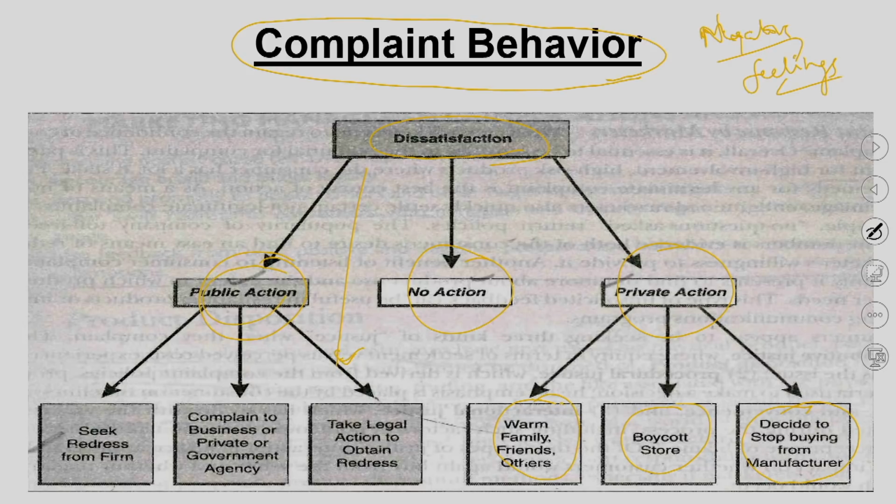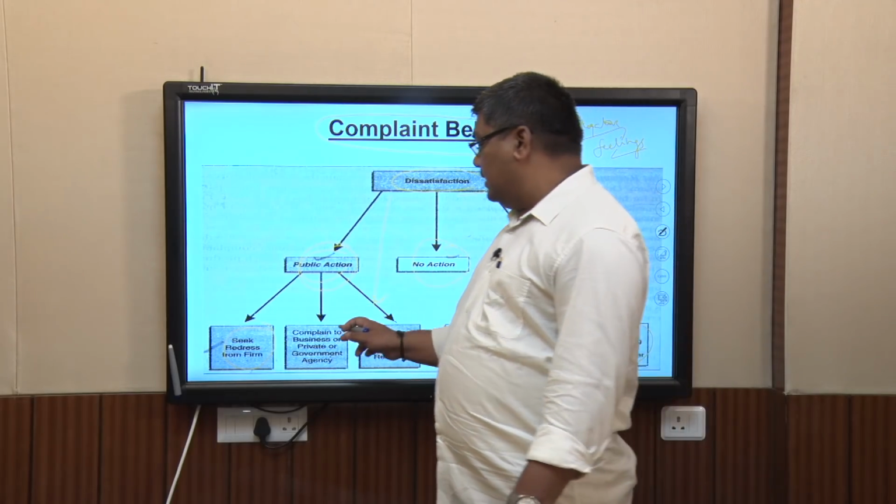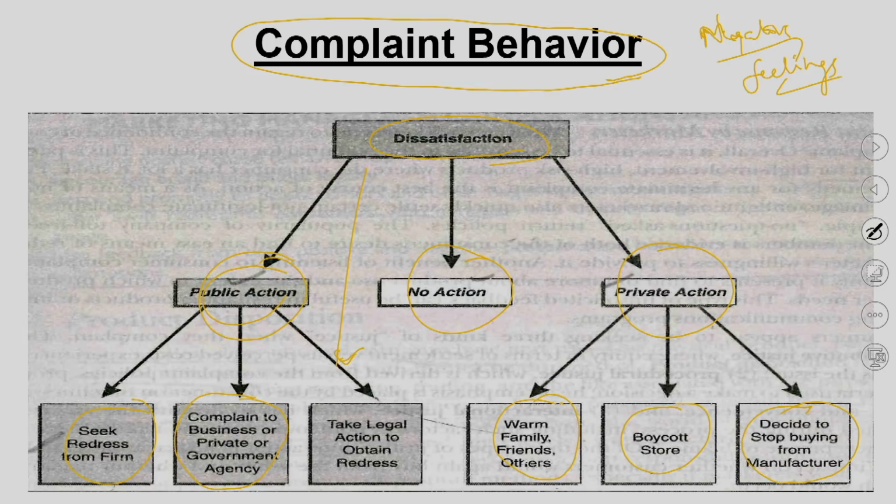And what is the public action? He can seek redressal from the firm. So he can go to the firm, write them a letter, write them some kind of complaint and ask for redressal. Complaints can also go to business, private or government agencies. You can talk to consumer rights protection agencies or other private groups which protect the benefits of the consumer, and that way you can get whatever is due to you from the manufacturer because the product did not perform the way it was supposed to. Or you can take legal action to obtain redressal.